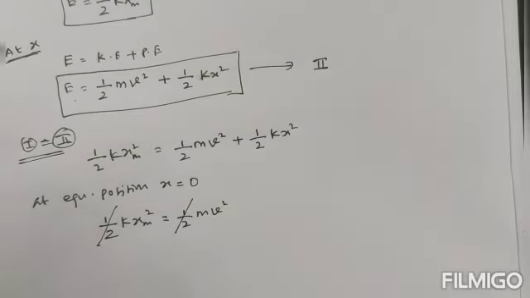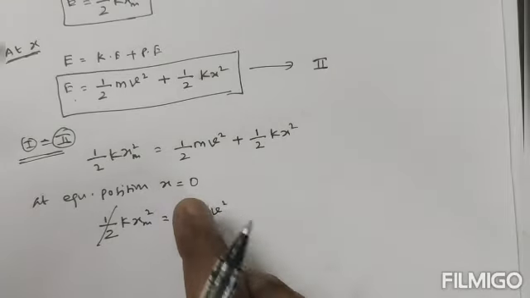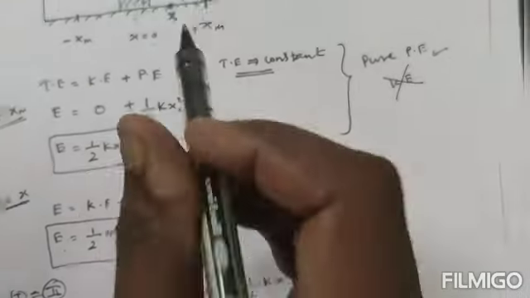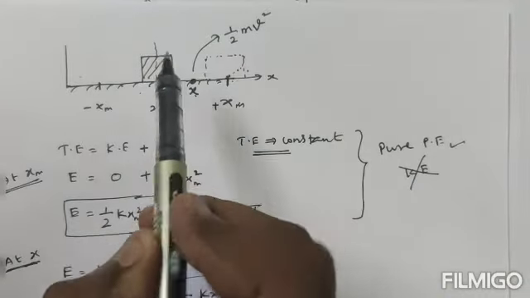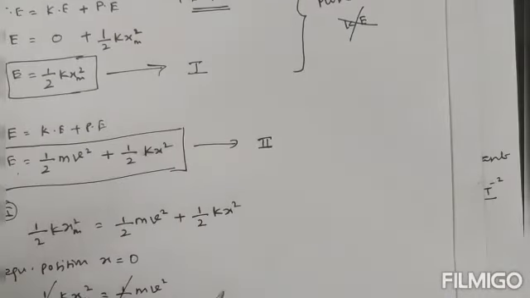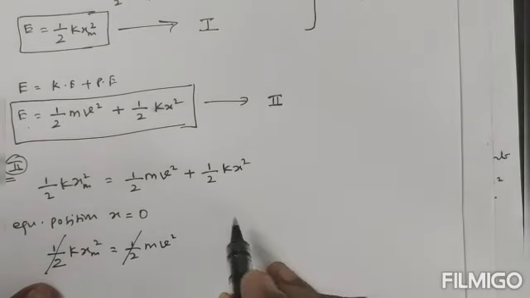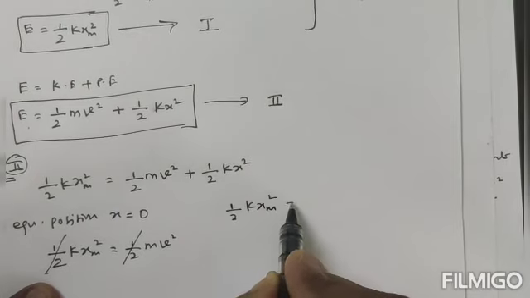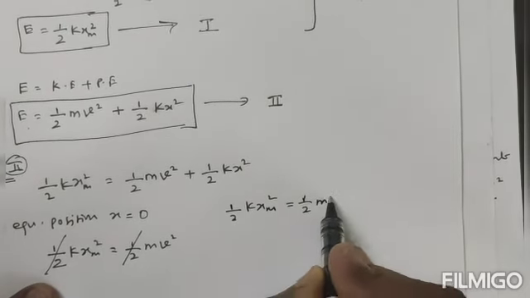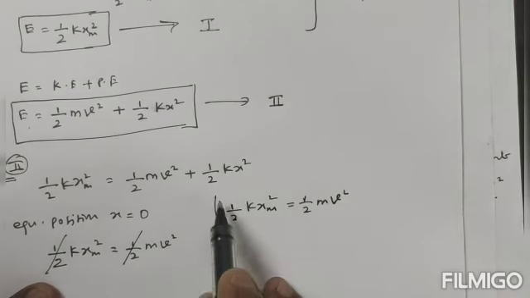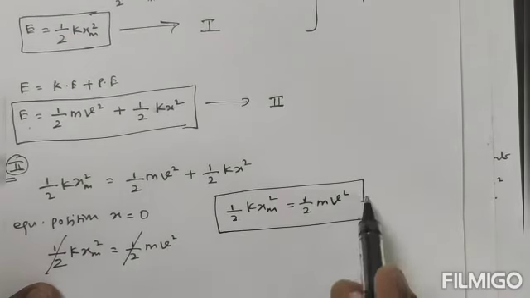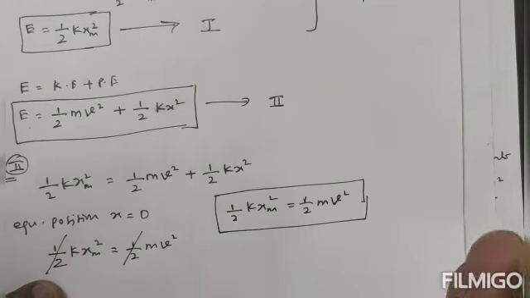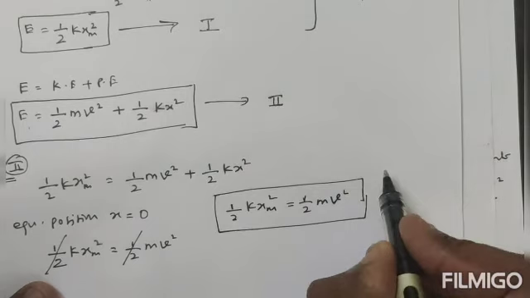Okay, there is one more idea. If x equals 0, that means the object is where? The object is purely at the center, at the equilibrium position. So I want to say one more point here. I can write this equation one more time: half k xm squared is equal to half m small v squared. If x equals 0, what is the meaning? It means the object is at the equilibrium position.